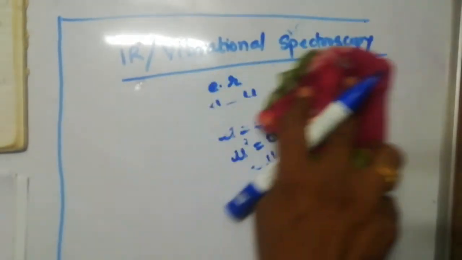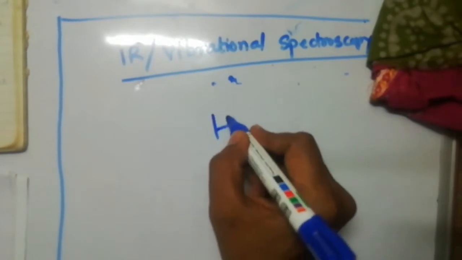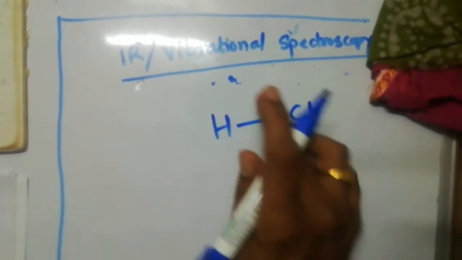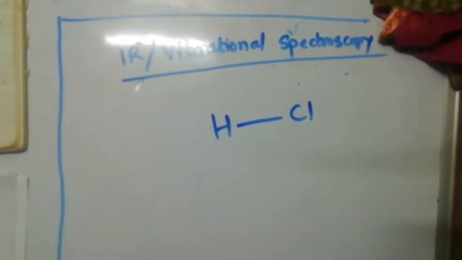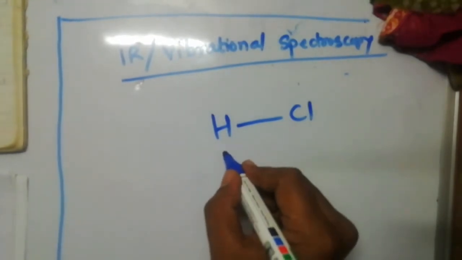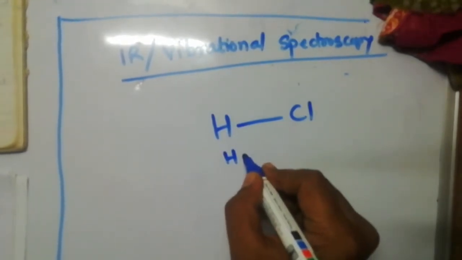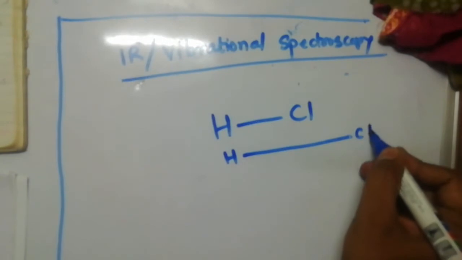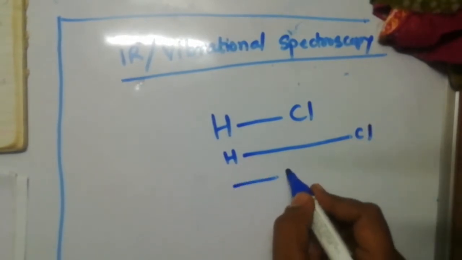On the contrary, if I have, say, a heteronuclear diatomic molecule, say HCl, and I subject it to oscillation, if I stretch the bond, the new position will be this, and the compressed would be like this.